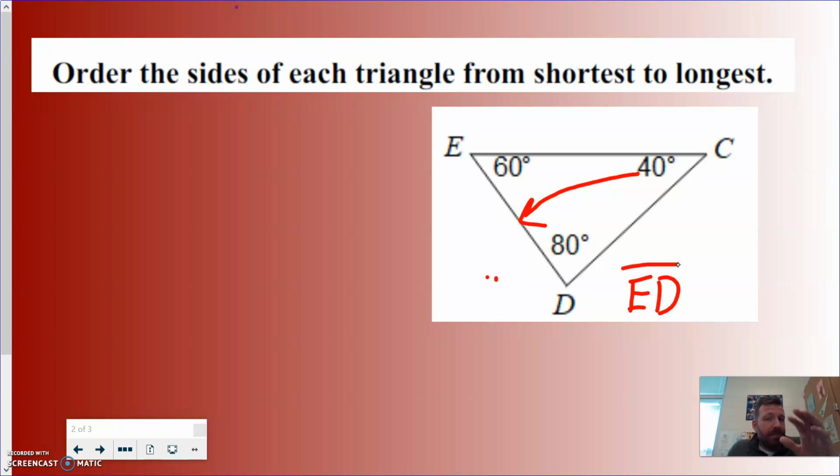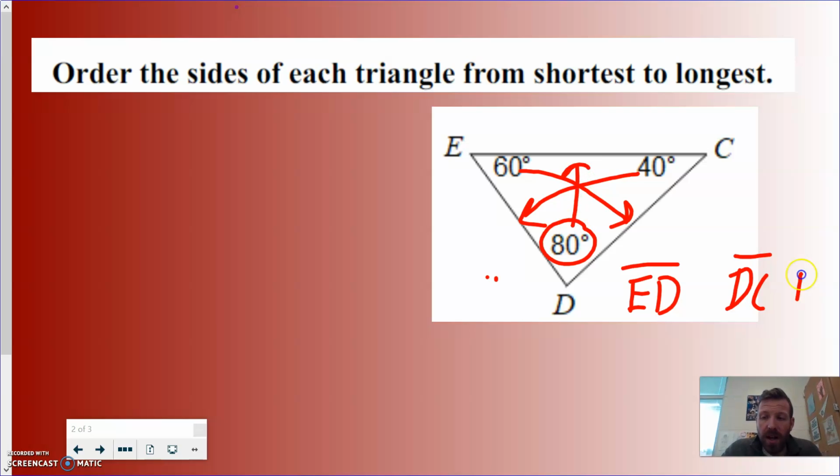All right, now what we do then is we look for the next largest angle. And in this case, it's going to be 60, okay? So since 60 is the next largest angle, we're going to look across from there and check out what side that is. And that side is DC. So that means DC is the next largest side. And then finally, EC, because it's across from the largest angle, will be the largest side.